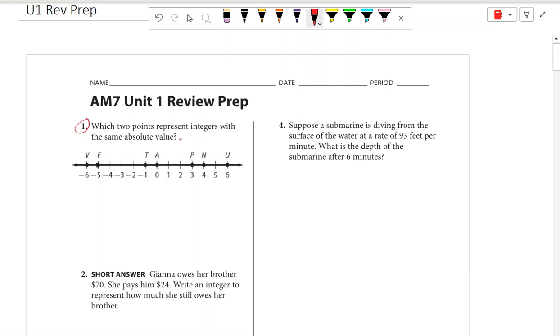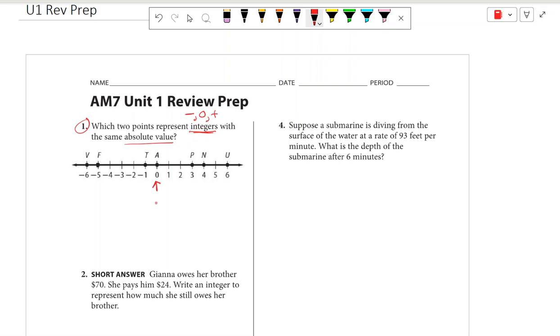Which 2 points represent integers with the same absolute value? Now, integers are all the negatives, 0, and all the positives. They do not include fractions. So let's take a look at what we have done here.